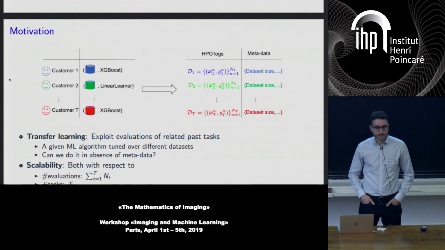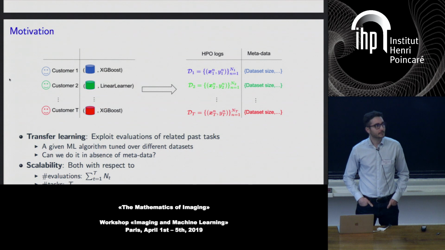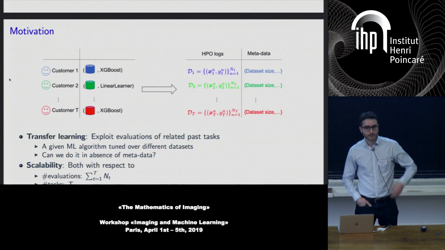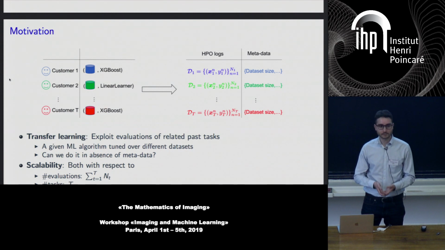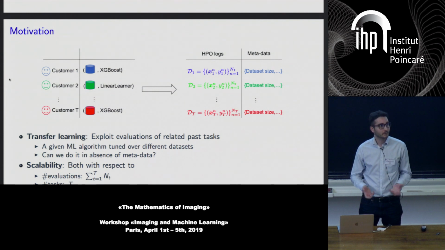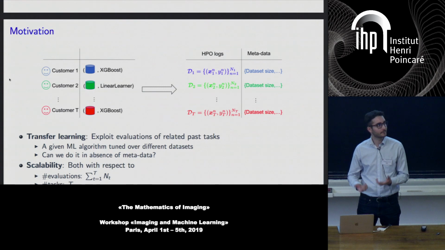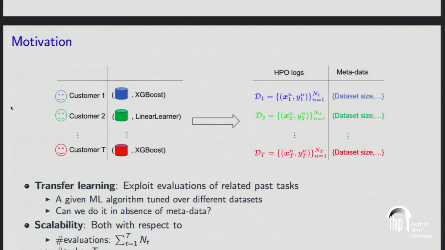And so it's interesting to ask if it's possible for customer T to actually leverage what was already done for customer 1 and actually reuse this pool of observations x1, y1 that we already collected for XGBoost on a different data set. So this is essentially a transfer learning question. We want to exploit evaluations from previous tasks.